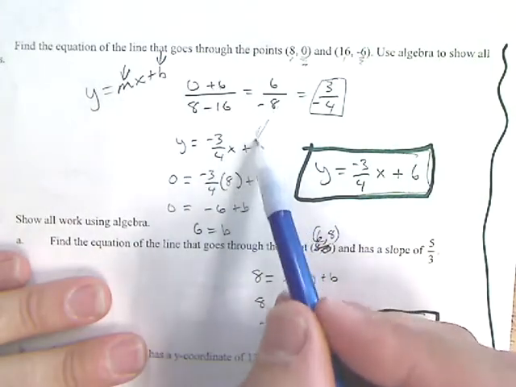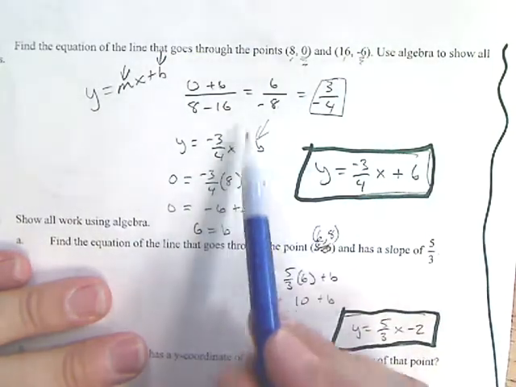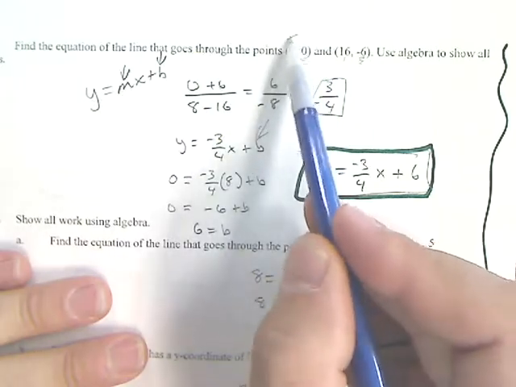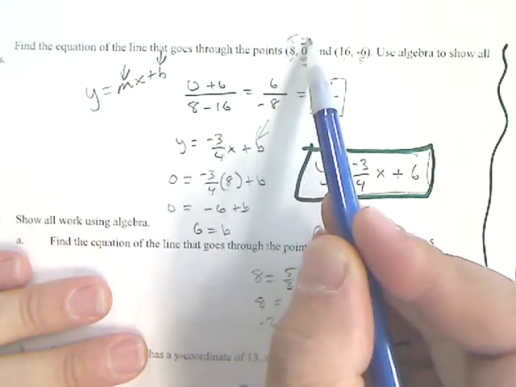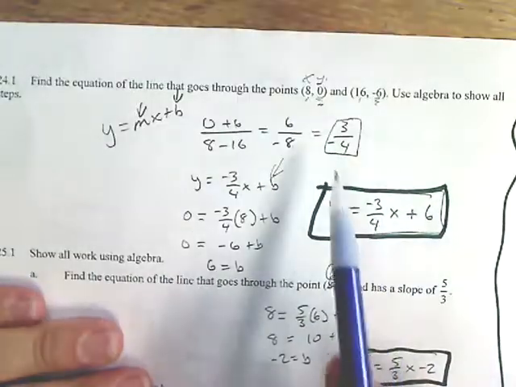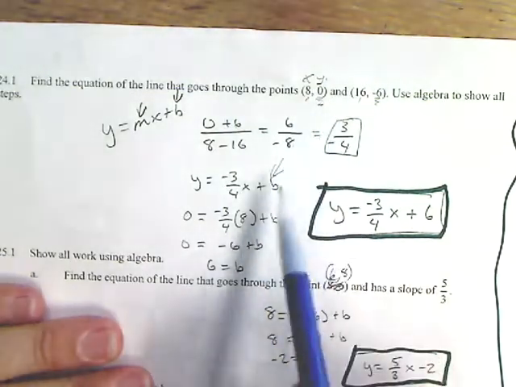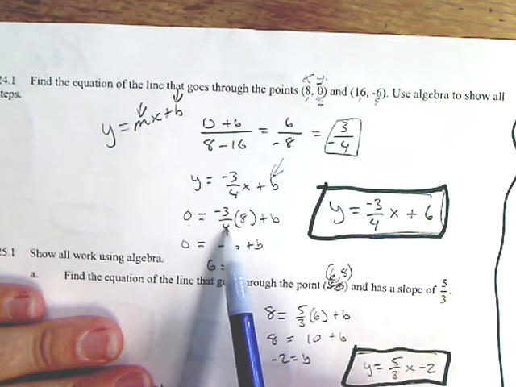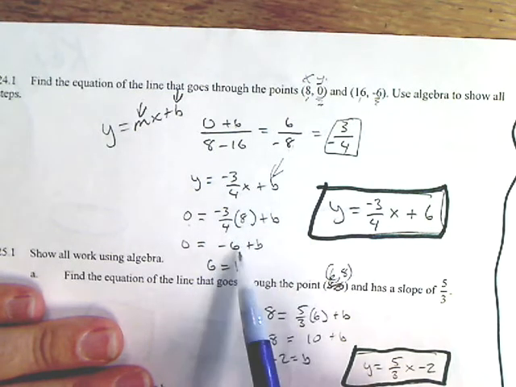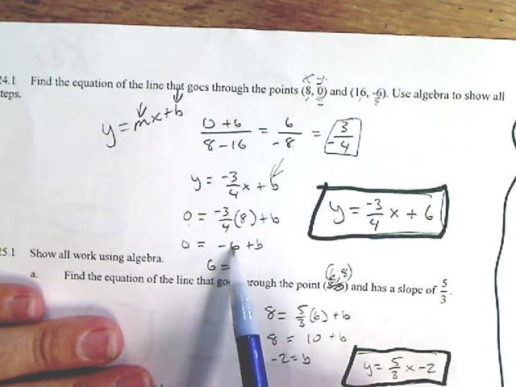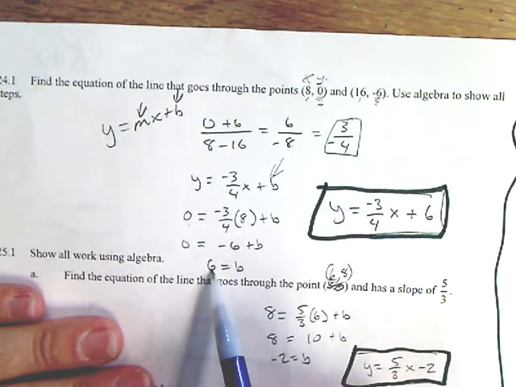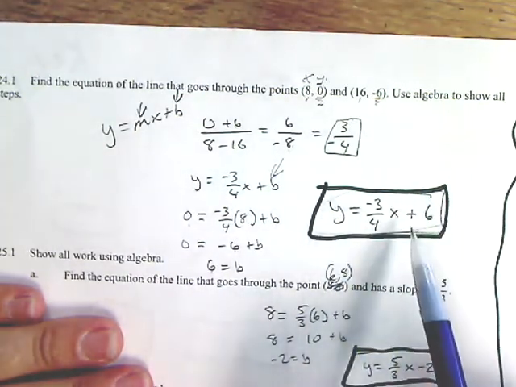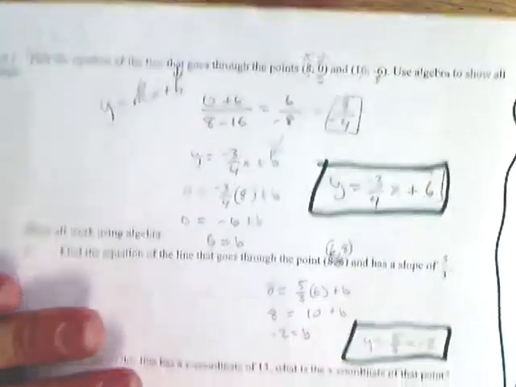I just need to find my b now. Plugged in a point, doesn't matter which point I choose, there's an x and there's a y. So I chose the one with the 0 in it because it's easier. Plug the 0 in. 8 divided by 4 is 2 times -3 is -6. Add 6 to both sides, I get 6. So there's my equation with my m and my b.